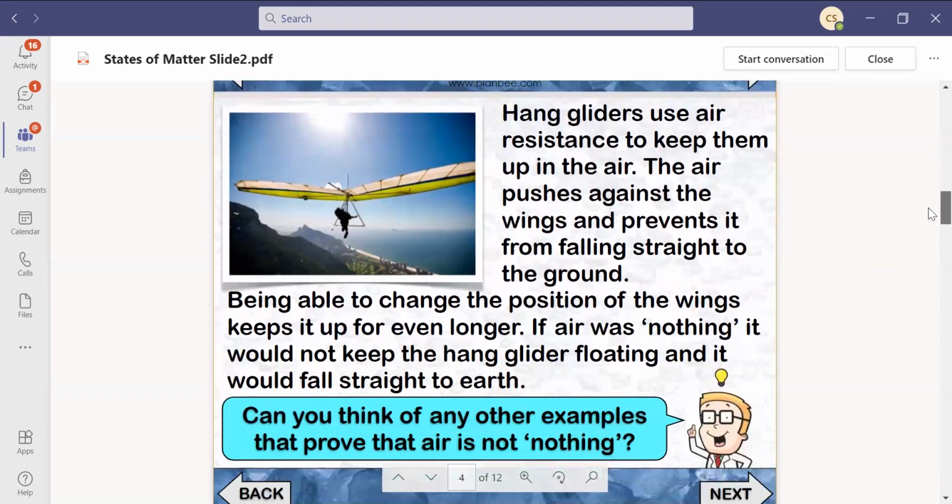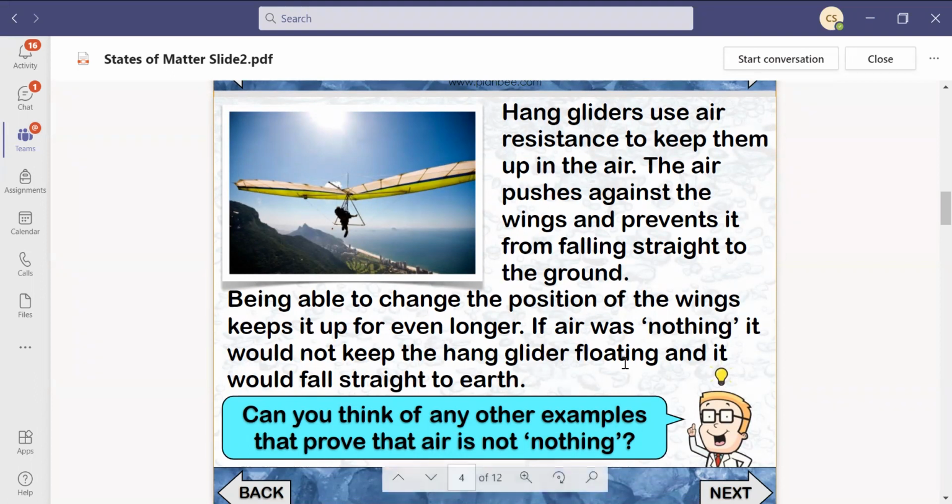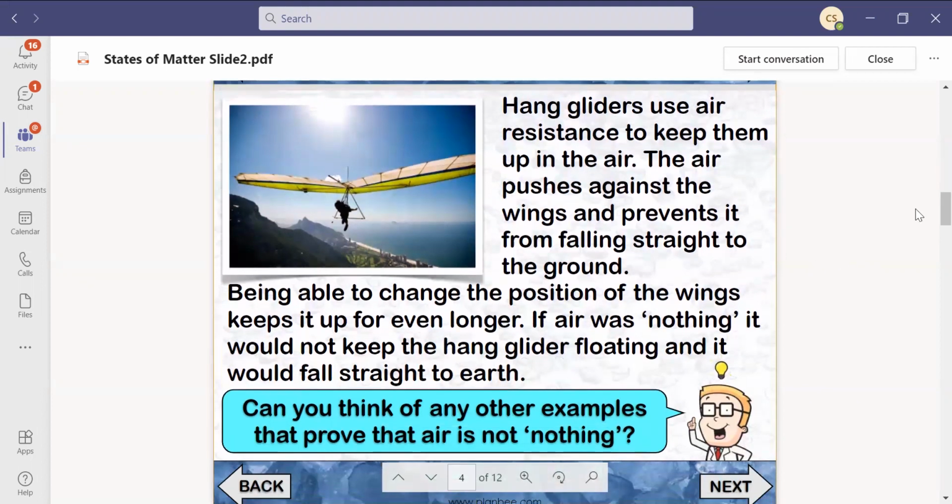When one of them is bigger than the other, it makes it either go up or go down. The air pushes up. Being able to change the position of the wings keeps it up for even longer. If air was nothing, it would not keep the hang glider floating and it would fall straight to earth. Can you think of any other examples that prove that air is not nothing? Pause the video and write them down.